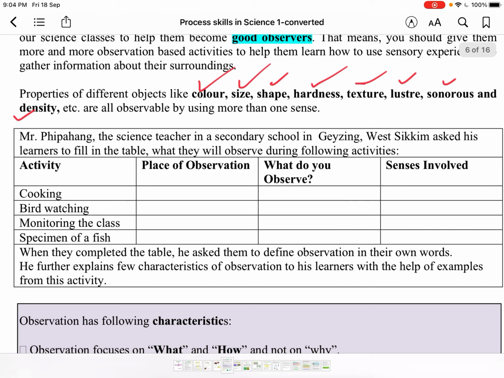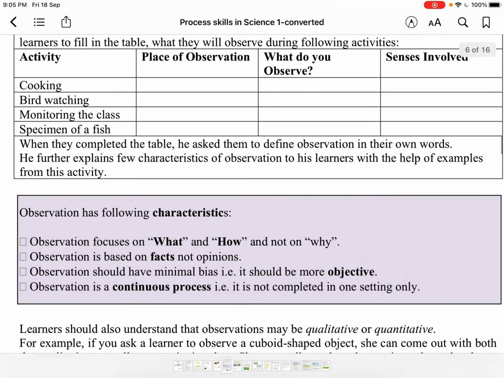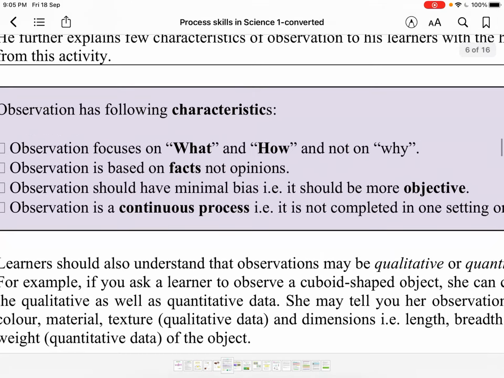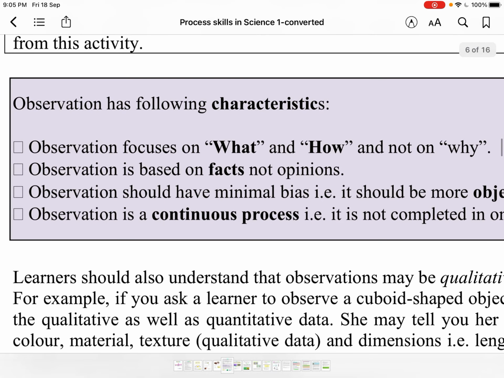They can do this work, and when this task is completed, Fifang can ask them to define observation in their own words. Your science teacher can ask the learners to define the process of observation in their own words. And in this case, the teacher can support the students by giving some more characteristic features of the process of observation. Here you can see the characteristics of observation.